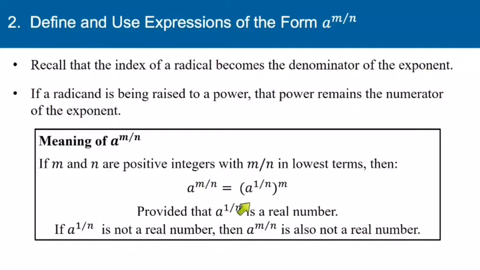So here it is in math notation. A to the m over n power just means a to the 1 over n, that's the nth root of a, raised to the m power. Now, be careful and pay attention, because if a to the 1 over n power is not a real number, then a to the m over n power is also not a real number. In other words, we can't get a final answer if the root part doesn't give us a real number.